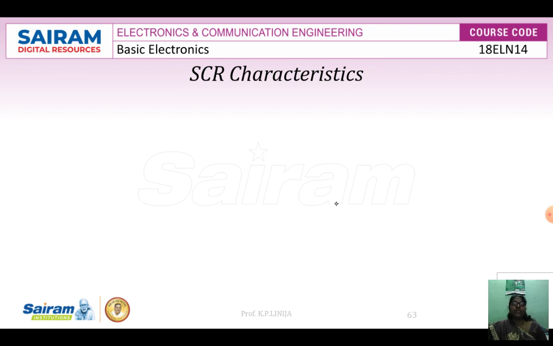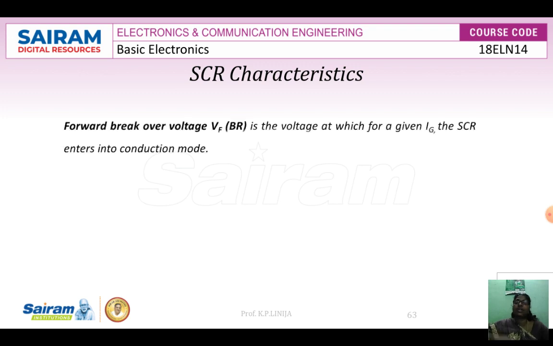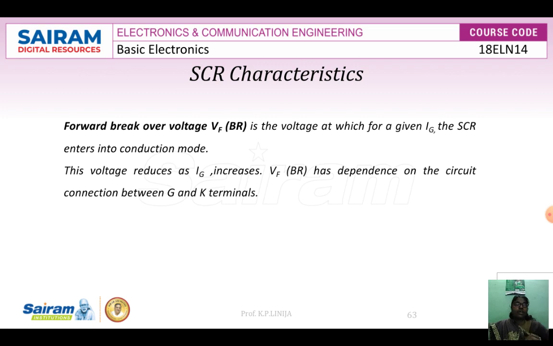This forward breakdown voltage is nothing but the voltage applied between the anode and cathode for which our silicon control rectifier enters into the conduction mode for a given gate current Ig. That is called the forward breakover voltage, and this forward breakover voltage decreases as the gate current Ig increases. So these are about the forward breakover voltage.